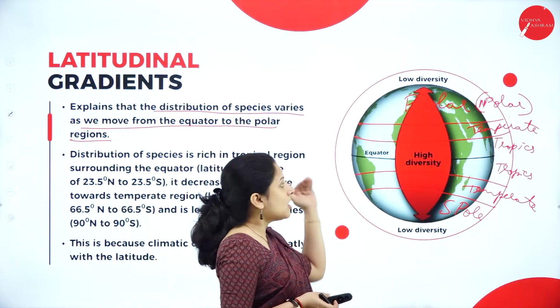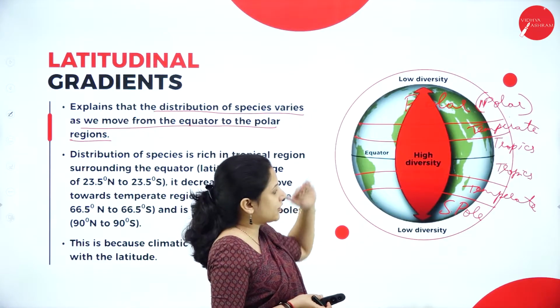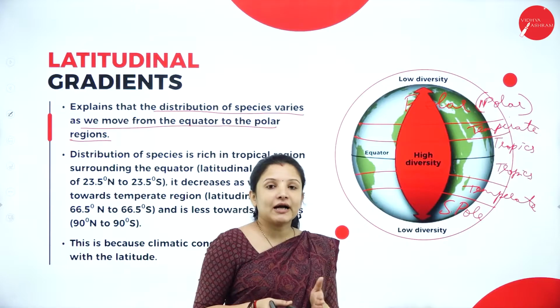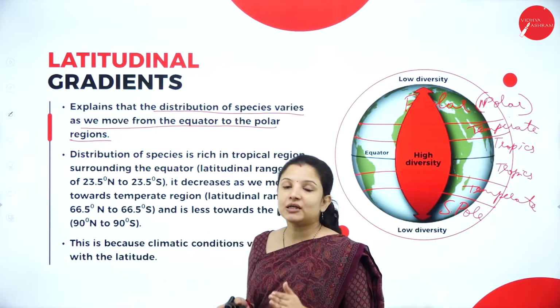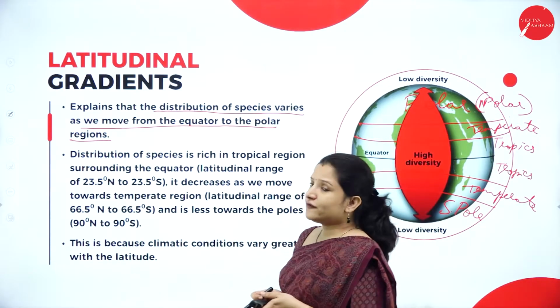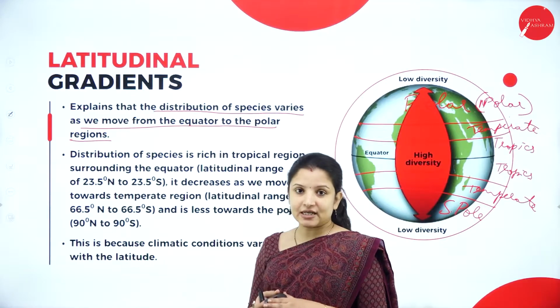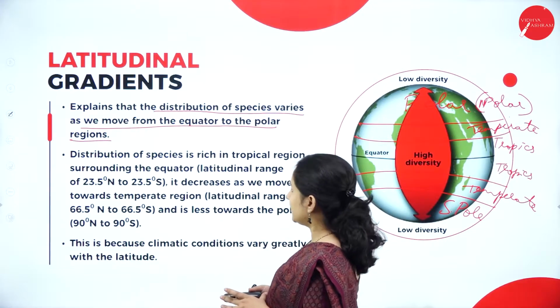So that is how, as we move from the equator towards the North Pole and towards the South Pole, the diversity of the species tends to vary. That is nothing but latitudinal gradation or latitudinal gradient. So therefore, species diversity can be studied, or biodiversity can be studied based on this latitudinal gradient.